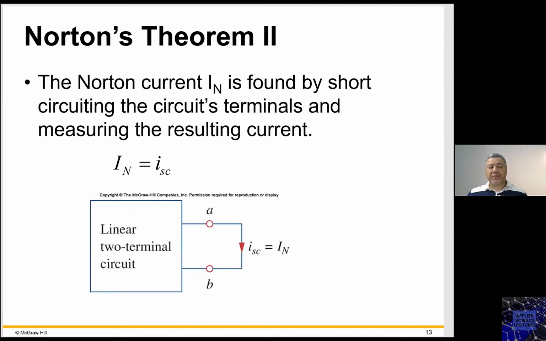But how do we find the I Norton, this independent current source? If you recall in Thevenin's, we used to calculate the voltage at the output, right? So this is the A and B for Thevenin's.